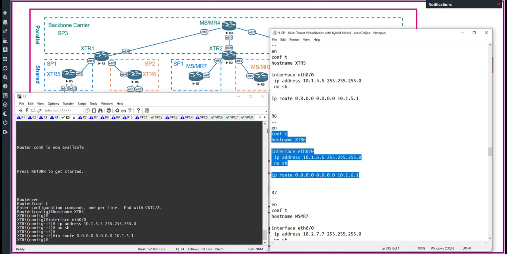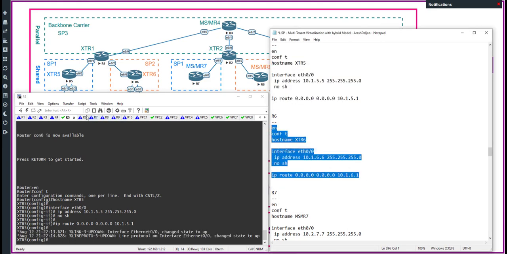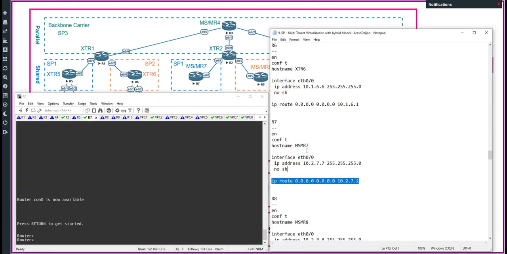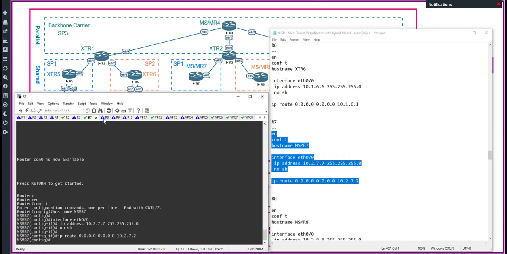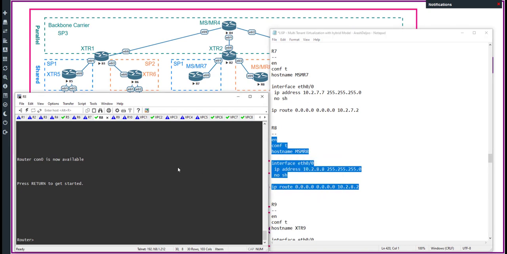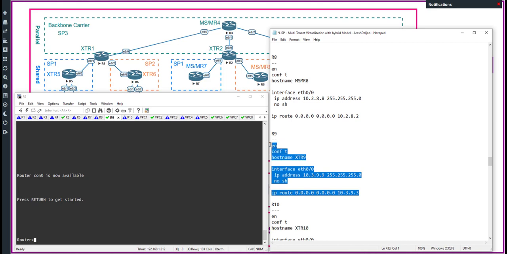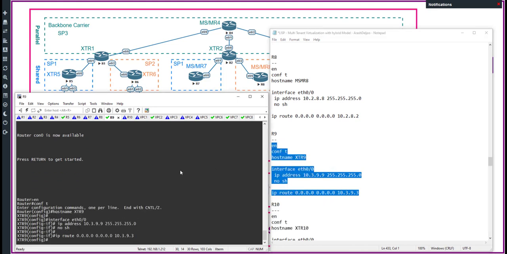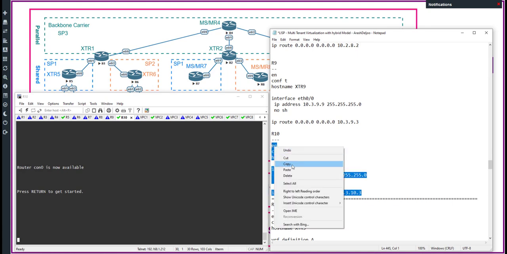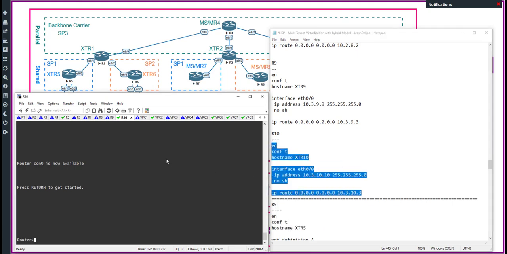And then the router 6, copy the configuration of router 6. This is the configuration of router 6. And then the router 7, this router, copy the configuration of R7, paste it here. And then the router 8, this is the R8 configuration, copy and then paste here. Then the router 9, this is router 9 configuration, then paste it here. And finally the router 10, this is the R10 configuration, copy and paste on the R10.